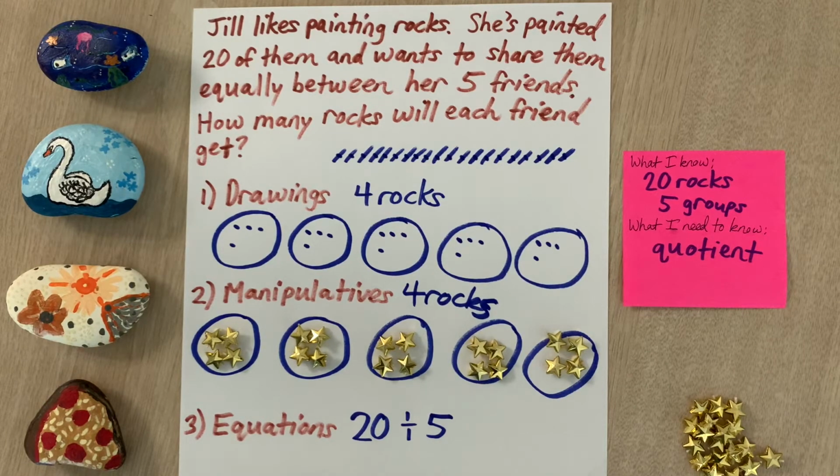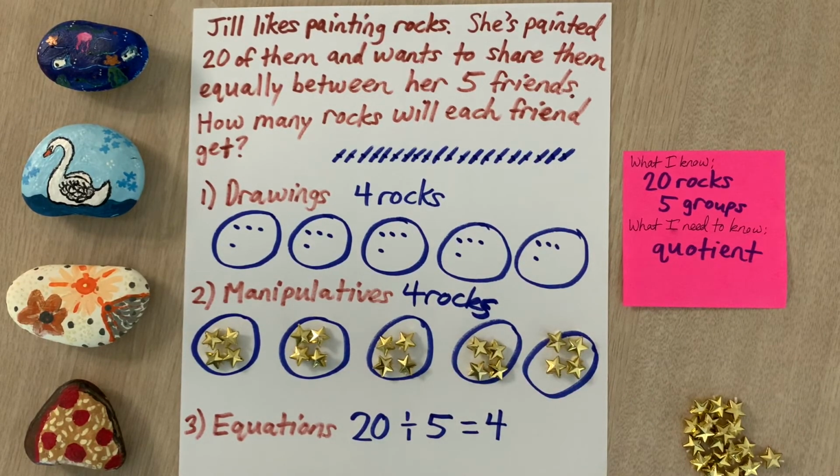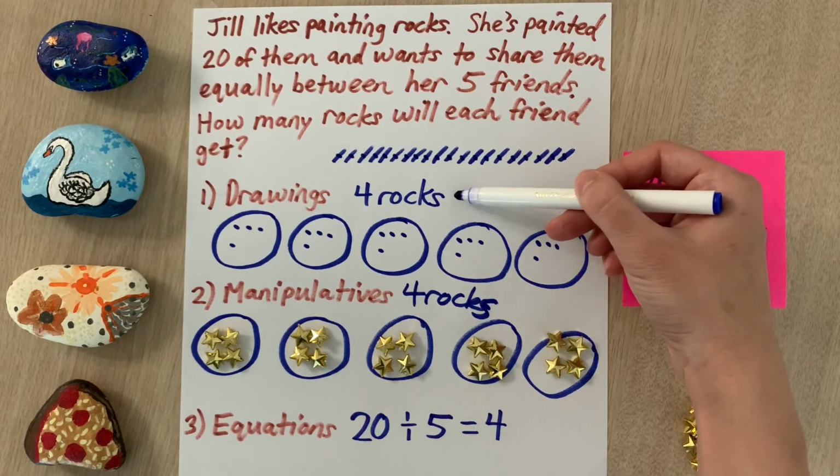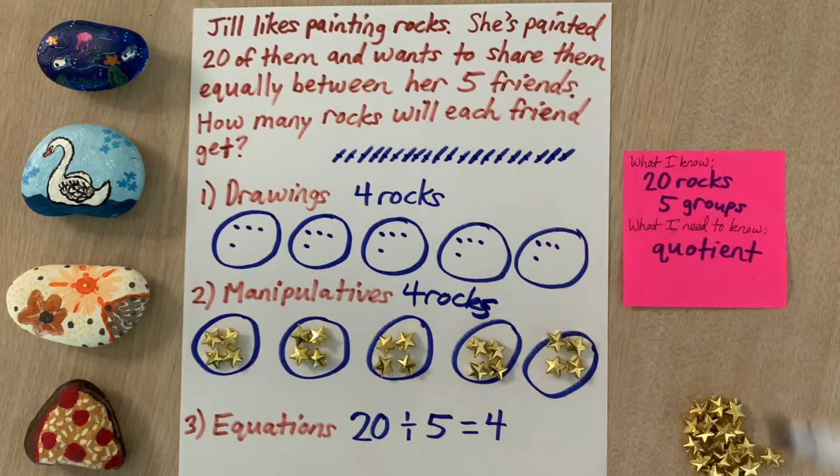And if you know your multiplication facts, then 20 divided by 5 equals 4. And if you don't know your multiplication facts or division facts yet, that's also fine. We're using division here because of our division sign. If you don't know your division facts, that's fine because we found the answer using our drawings as well as our manipulatives. We found 4 rocks each time, so that's where this 4 comes in. So again, 20 divided by 5 equals 4.